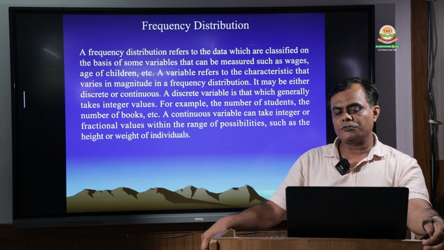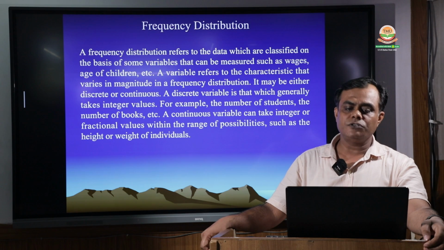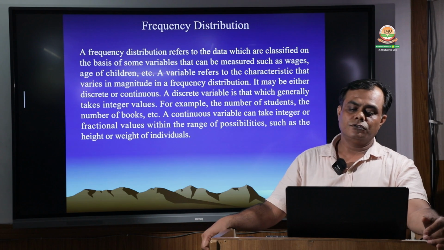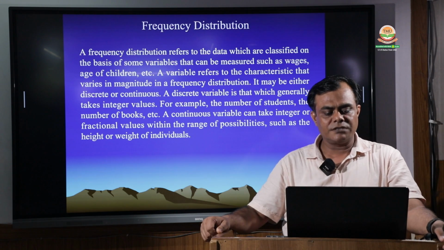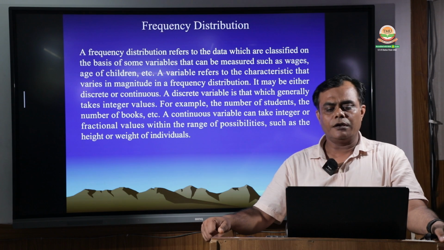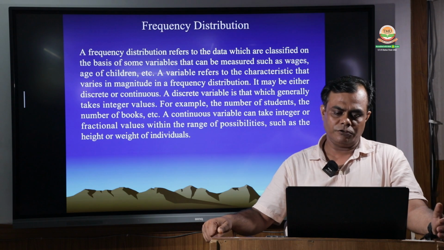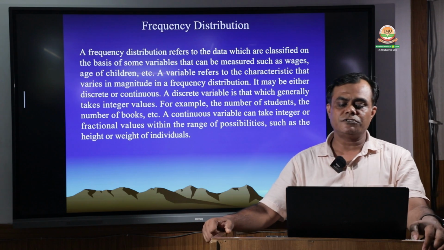A frequency distribution refers to data which are classified on the basis of some variable that can be measured, such as the age of children. Variables refer to characteristics that vary in magnitude. In a frequency distribution, the variable may be either discrete or continuous. So we can say that the frequency distribution might be a discrete or a continuous frequency distribution.